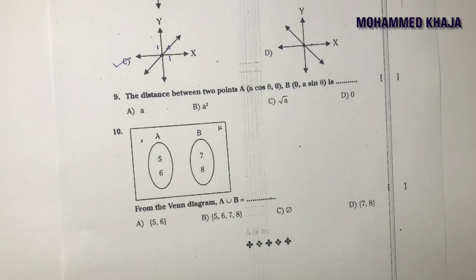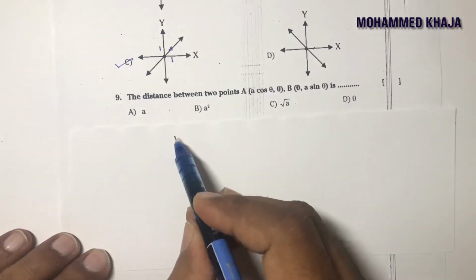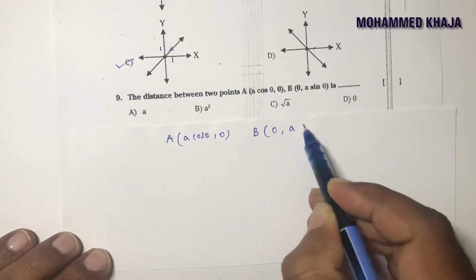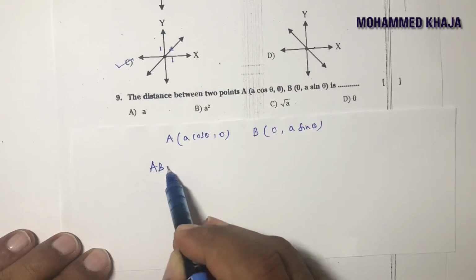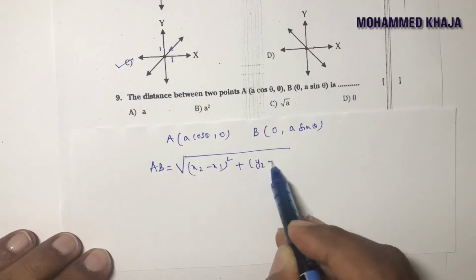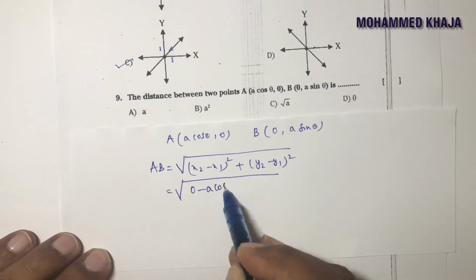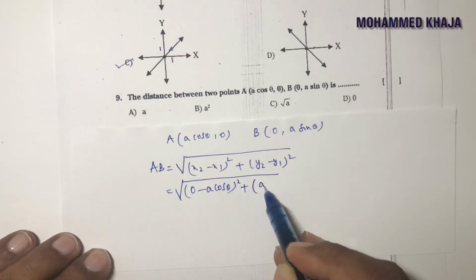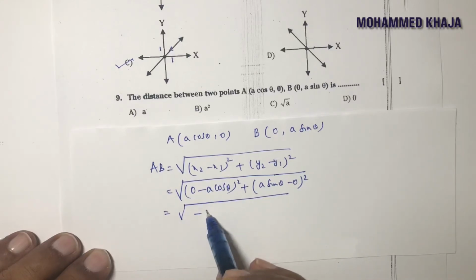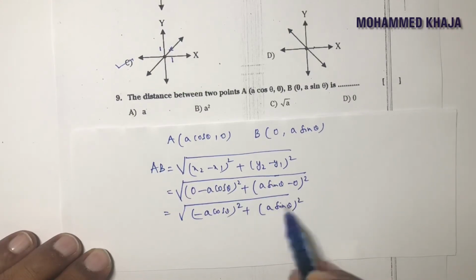The distance between two points, a cos theta comma 0 and 0 comma a sin theta. So if I do the distance, under root x2 minus x1 whole square plus y2 minus y1 whole square. So under root, x2 is 0 minus a cos theta whole square, y2 is a sin theta minus 0 whole square. So 0 minus a cos theta is minus a cos theta whole square, a sin theta minus 0 is a sin theta whole square.